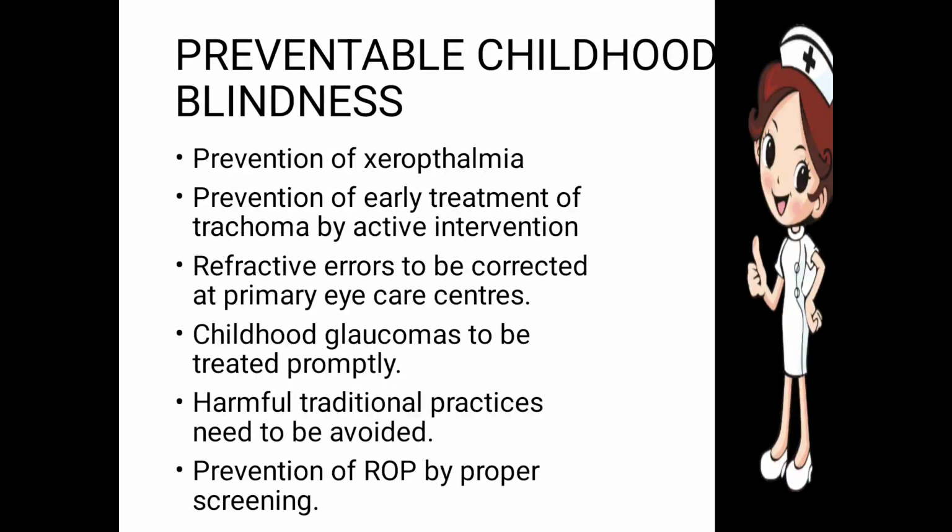Refractive errors are to be corrected at the primary eye care center. Refractive errors are basically minus power, plus power, and the compound, plus and minus both: astigmatism, myopia, hypermetropia. So these refractive errors should be corrected at the primary eye care centers. Childhood glaucoma is to be treated promptly. Proper follow-up should be there after 6 months, after 1 year, as told by the glaucoma specialist.